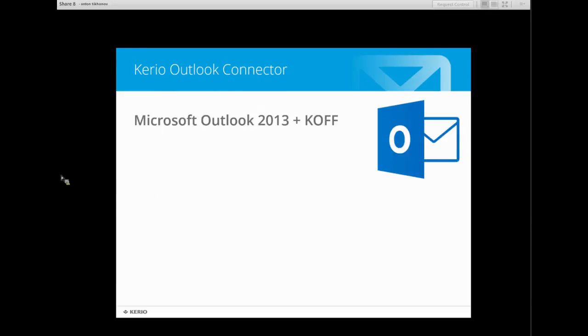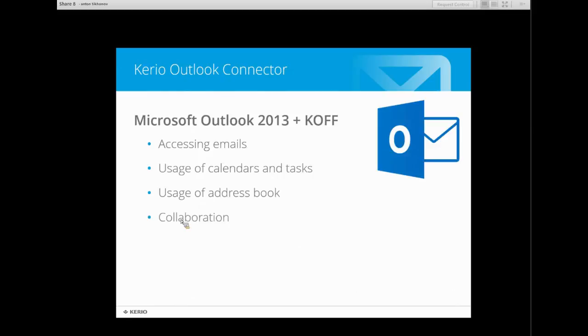Let's move on to the next client, and it will be the Microsoft Outlook 2013 plus the Kerio Outlook Connector offline add-on installed on it. It allows us, as you probably all know, to access emails, calendars, tasks, and the address book. It also provides collaboration tools, like delegation, shared folders, public folders, out of office message, mail filtering rules, and so on.